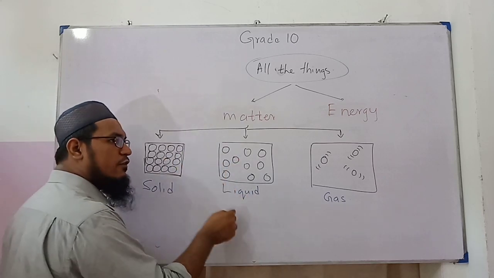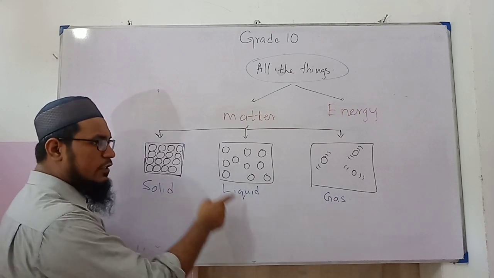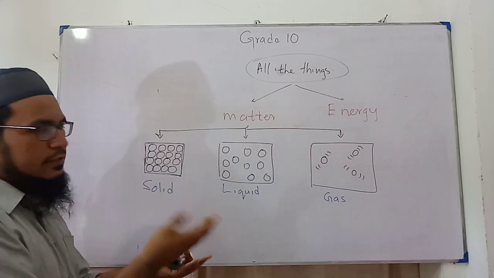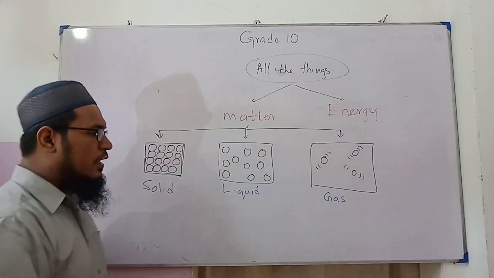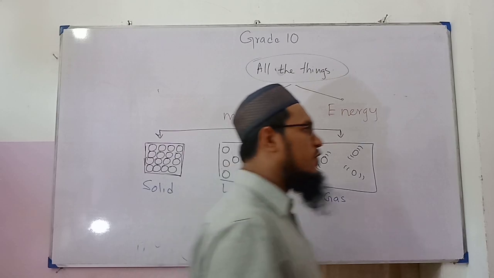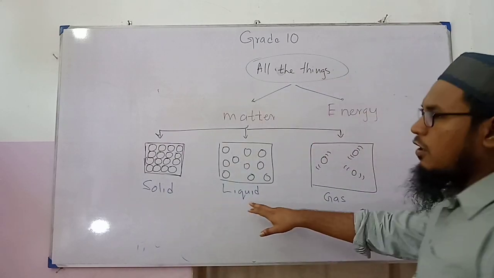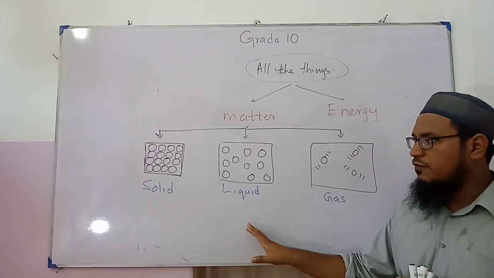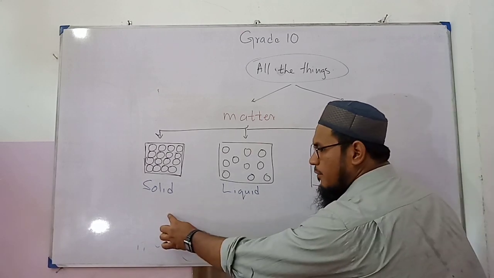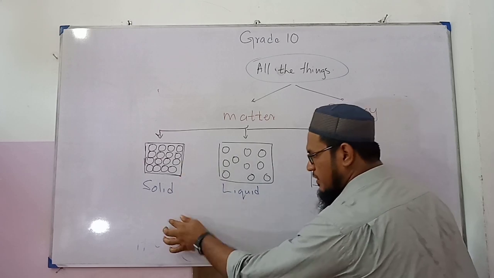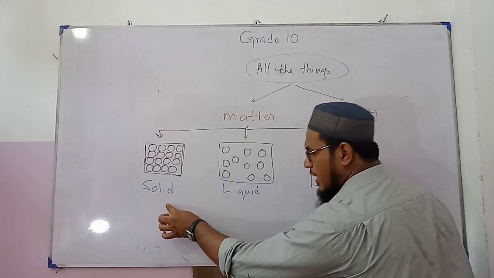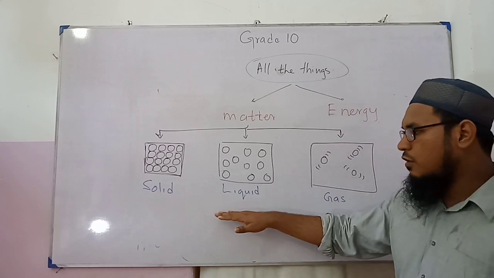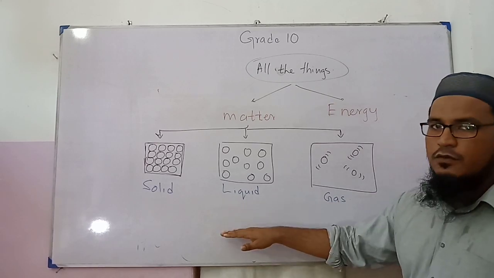Therefore, they do not have a specific shape. Liquids normally take the shape of the container. If you pour the liquid into a bottle, it takes the bottle shape. If you pour it into a bucket, it takes the shape of the bucket. So, it does not have a specific shape. When you consider the volume, yes, it has a specific volume. Solid: definite shape, definite volume. Liquid: no definite shape, but a definite volume.